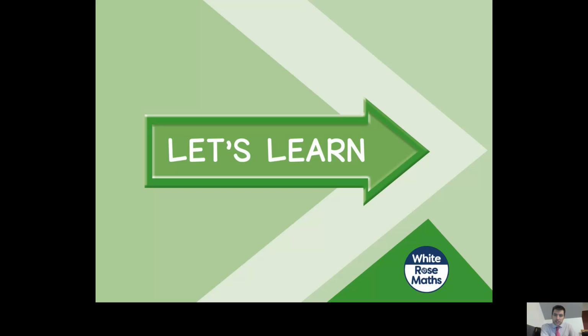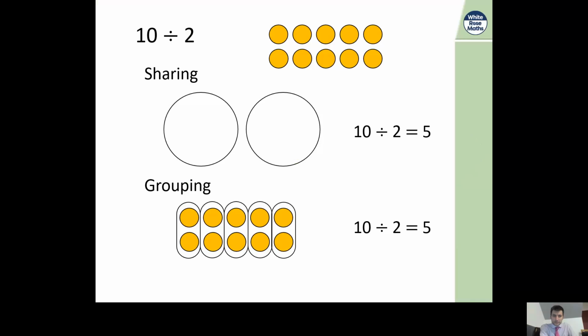Now we're going to learn some of how we can use that knowledge from before to help us understand our division and multiplication. Now, between the 10 and the 2 here, there's the division symbol. This is called an obelus. It shows that we're sharing our 10 into 2 groups. So it's 10 shared into 2 groups.